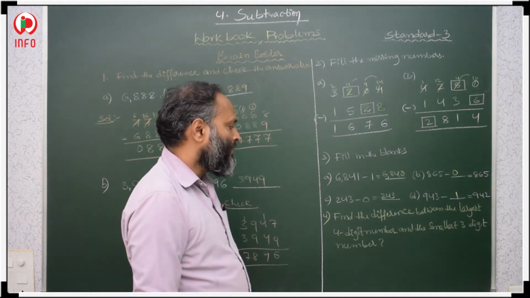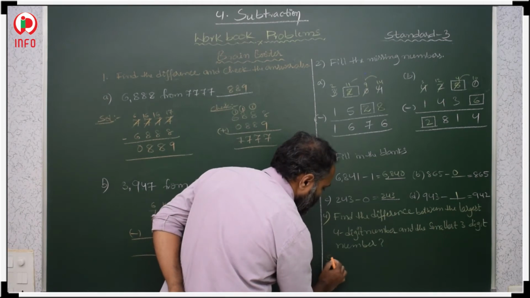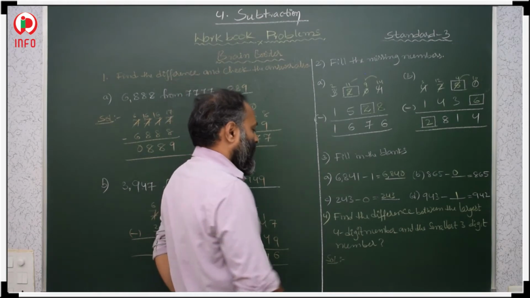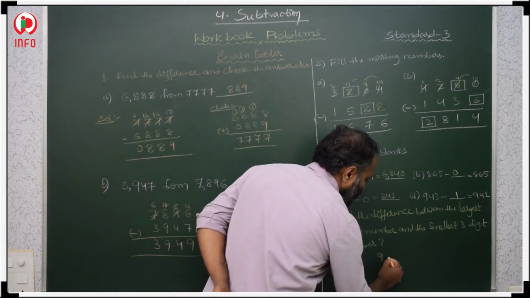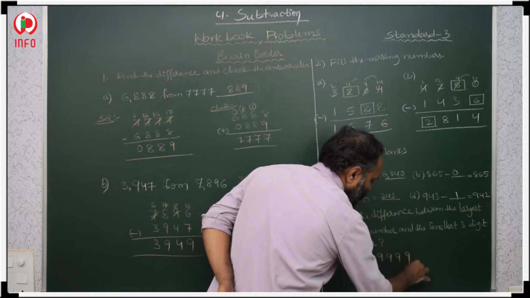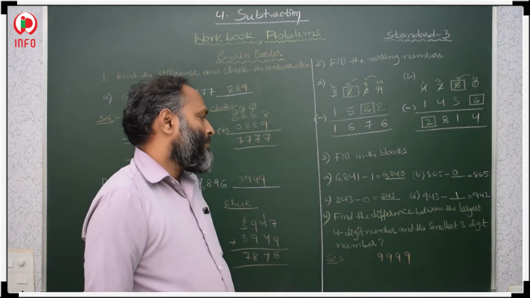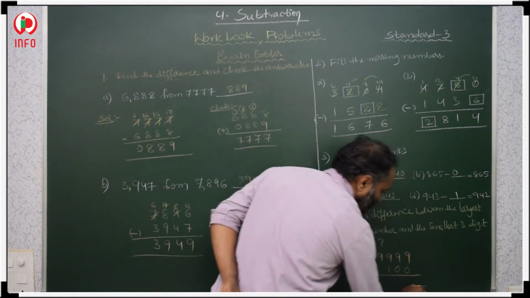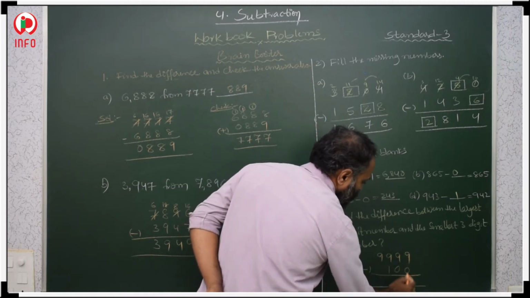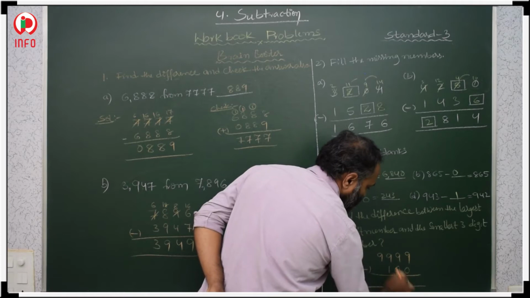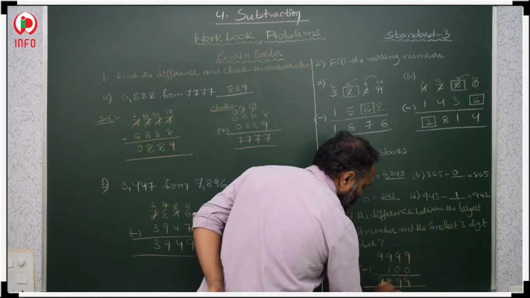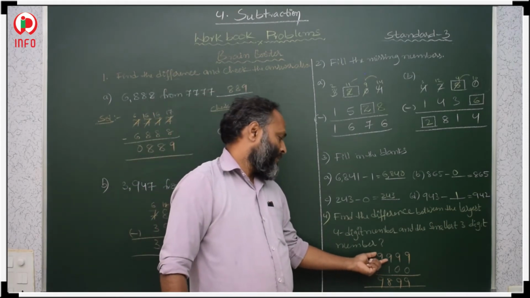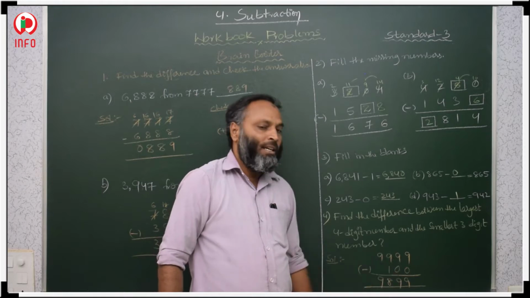Now find the difference between the largest 4-digit number and the smallest 3-digit number. Largest 4-digit number is 9999, and the smallest 3-digit number is 100. We have to find the difference. 9 minus 0, 9 minus 0, 9 minus 1, 9. 9899. So this is the difference between the largest 4-digit number and the smallest 3-digit number.